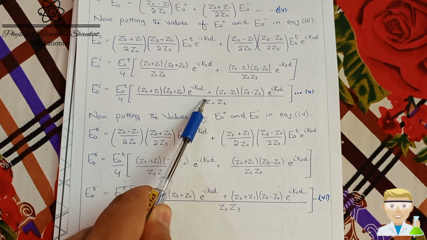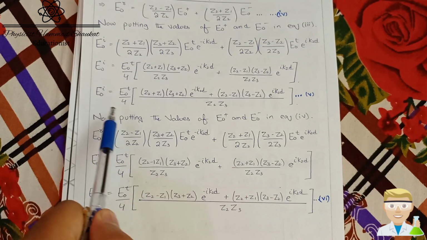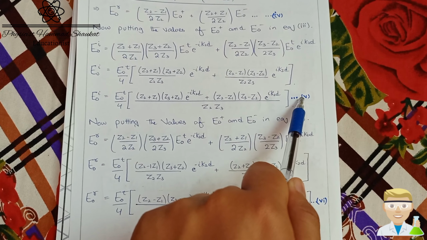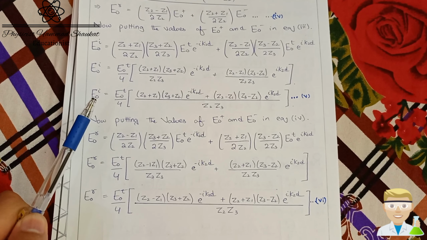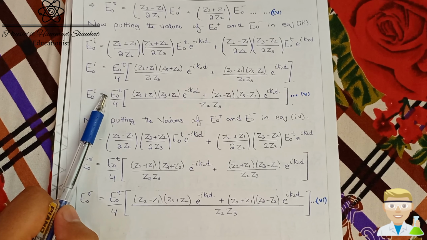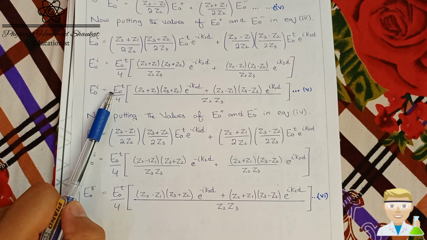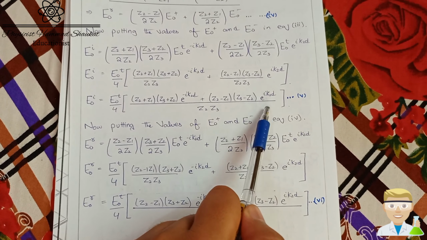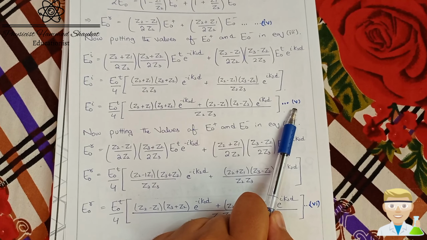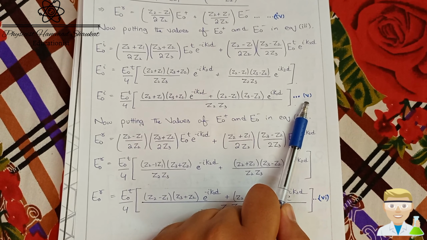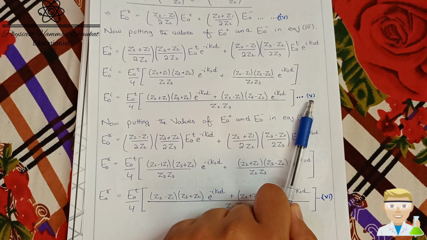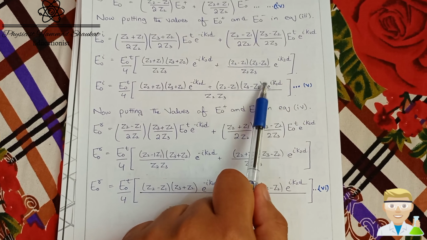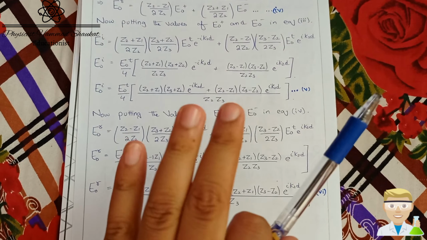Just take it common and write this equation as equation 5. And you can see this is your equation of incident electric field in terms of transmitted electric field. So you can easily find the transmission coefficient by using this equation 5. Keep this equation in mind, we will find the transmission coefficient shortly. After some time we have to use this equation to find the transmission coefficient. So for that, just wait.